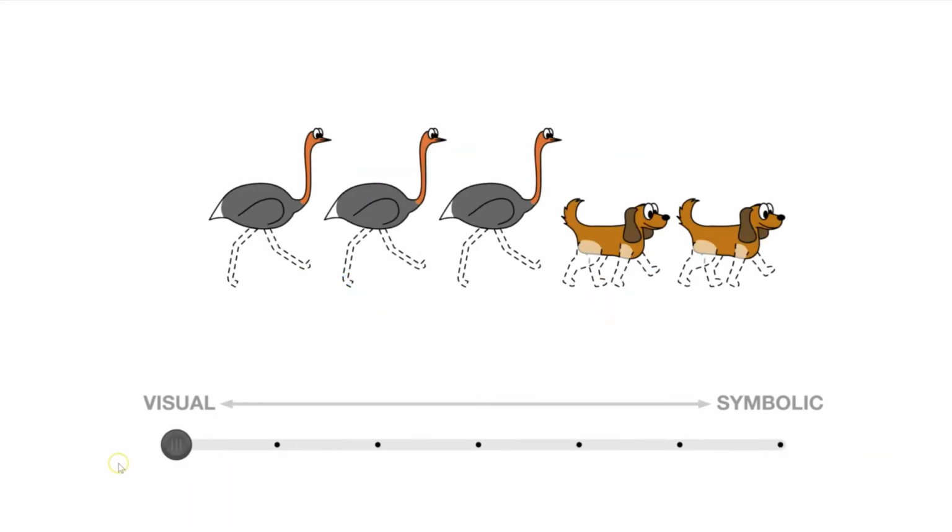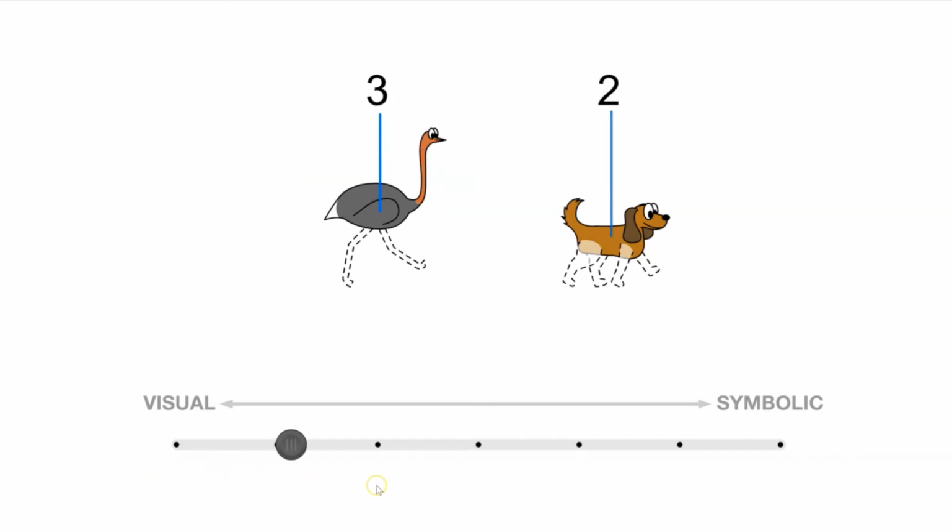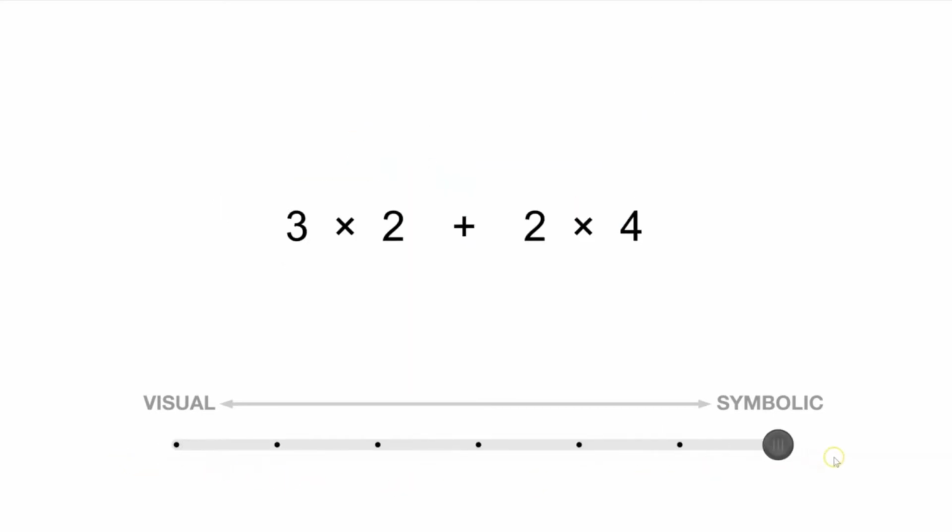So we're going to start them out here. So by the time they get here, they go, well, of course, I need to know how many ostrich legs there are and how many dog legs there are before I can put the two together. So they really have a deep understanding of the math that's happening.